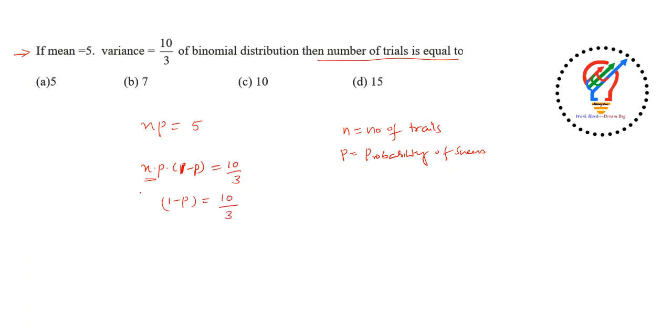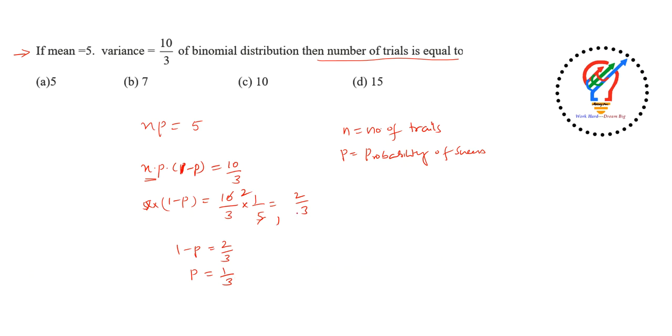So 5 is there. This value is nothing but 5 here. If you send this outside, then it will become 1 by 5 here. So this can be simply written as 2 by 3. So 1 minus p is equal to 2 by 3. What about p? So p is nothing but 1 by 3 here.